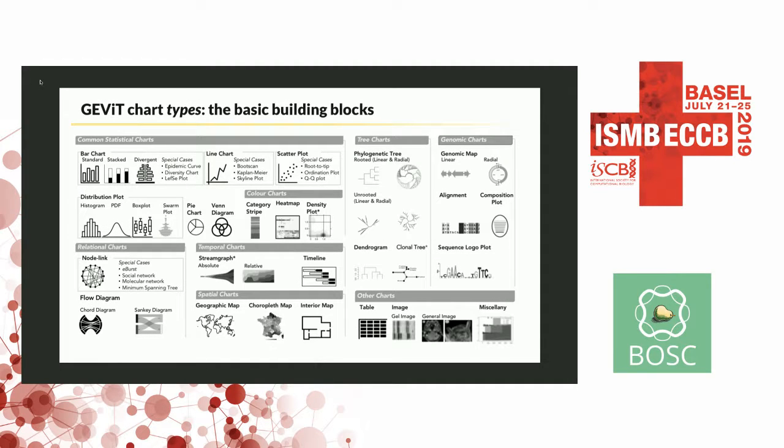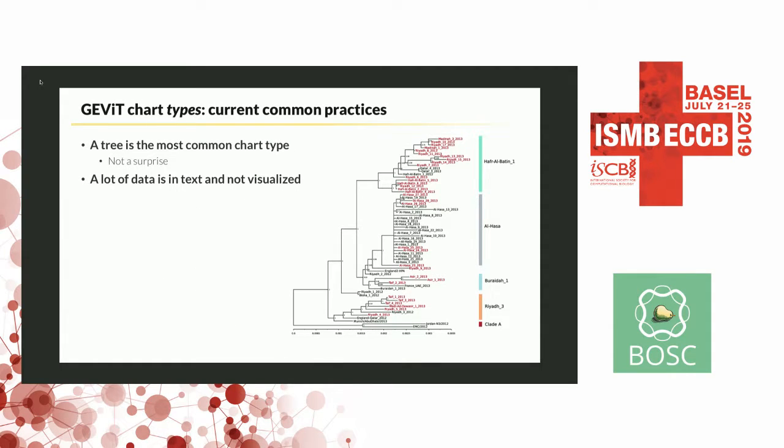So one thing I found was there are a lot of different charts that form the basis of these visualizations. If you think of your favorite tool, they might support 1 or 2 types of charts, like a phylogenetic tree or your common statistical charts. Very few tools support all of these kinds of figures together. The most common thing to do was actually to show a tree with a lot of text. So a lot of data was not visualized.